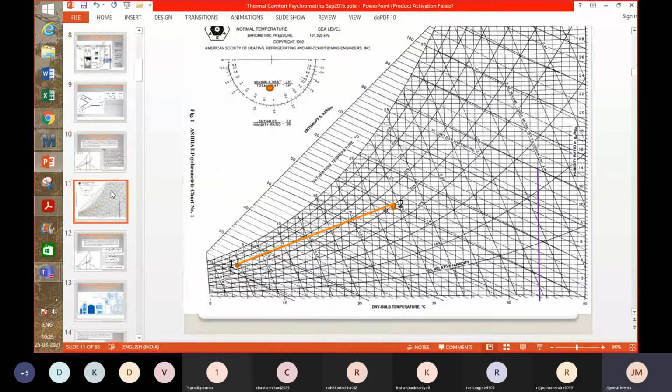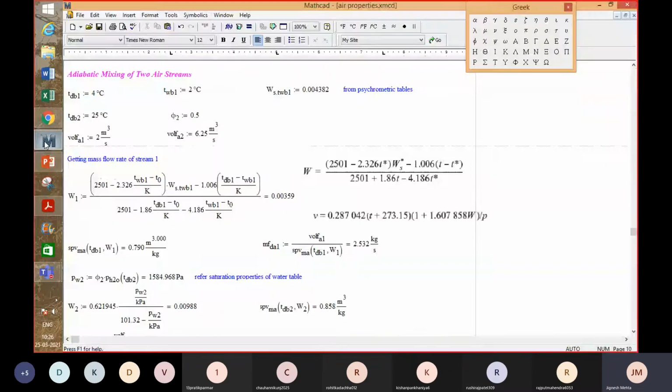Of course, you can get the specific volume by reading it from the psychrometric chart, right? That is one way of getting the specific volume. If you are not very much concerned about being very accurate, you can do that for quick calculations. The other way is to get the specific volume with the help of a formula. In that formula, you need the humidity ratio also. So you need to get the humidity ratio before you get the specific volume if you want to use the formula. So let's see how you can do that.